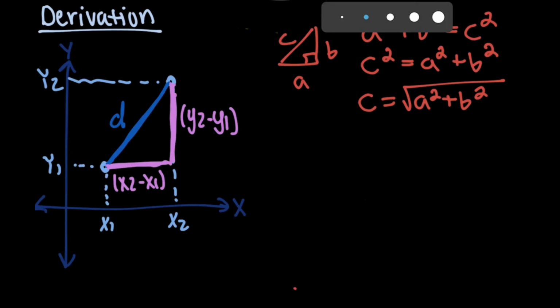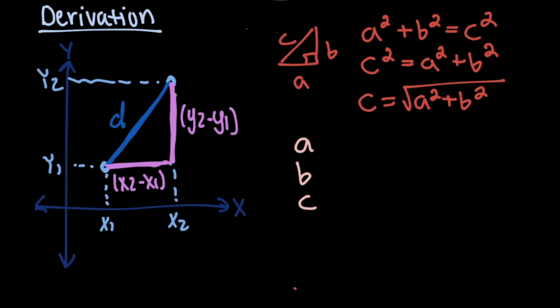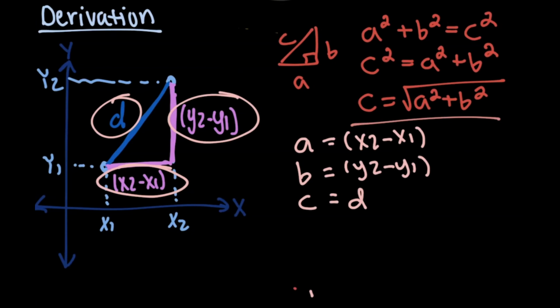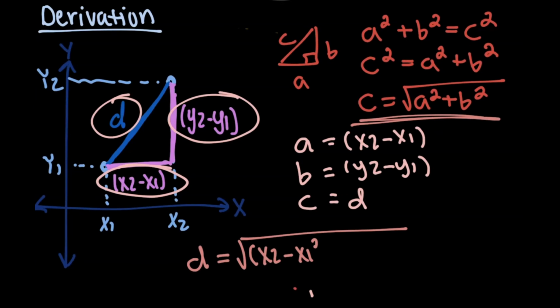And then what we can do is look at our plot and try to identify what a, b, and c are. So a is x2 minus x1, b is y2 minus y1, and c is d. So now what we can do is plug these into the equation. So c equals d, which is equal to the square root of a squared, so (x2 minus x1) squared, plus b squared, (y2 minus y1) squared.